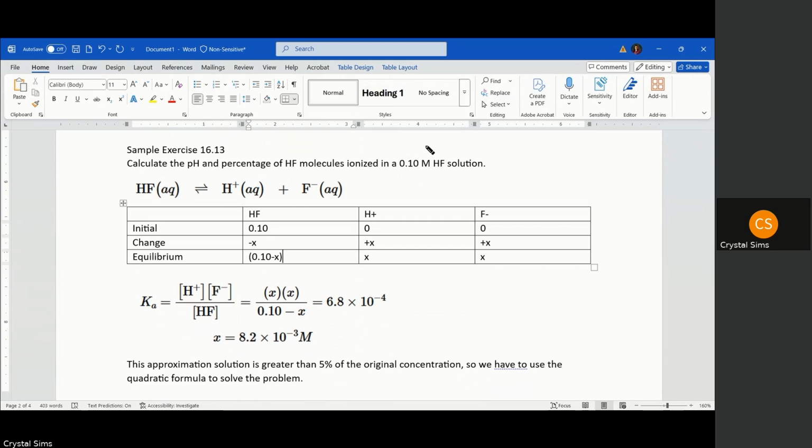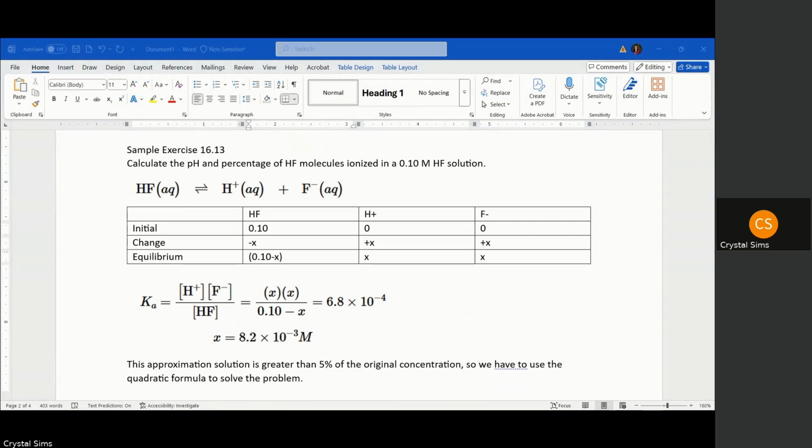So that tells us that it is a significant amount, and we're going to have to work the problem in standard quadratic form. So if you simplify, this is one of those general rules that we get into. If x ends up being more than 5% of the initial concentration value, it is better to use the quadratic formula. So we need to plug in the quadratic formula.